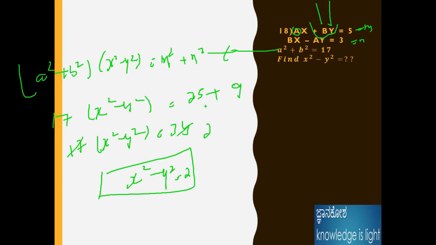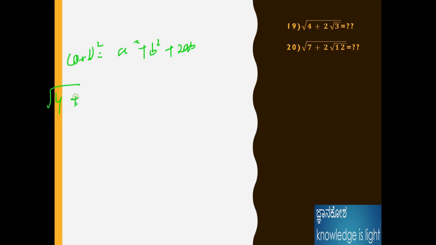Okay, fine. Next problem. The next problem is root of 4 plus 2 root 3. For this problem we are already aware of the formula, I already told it in the initial session. We need to know the formula. If we know the formula, we can do any of the problems. We know the formula: a plus b the whole square is equal to a square plus b square plus 2ab. Okay, this is the first problem, root of 4 plus 2 root 3. Understand? This is the format of a plus b the whole square.